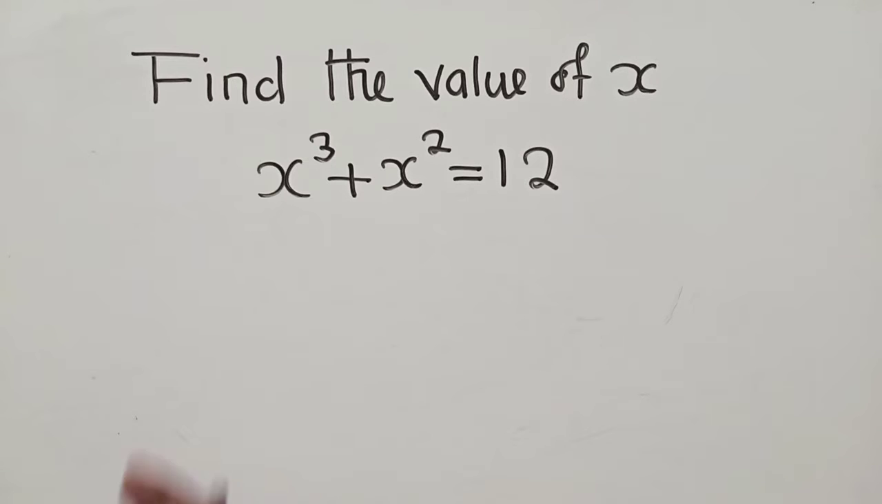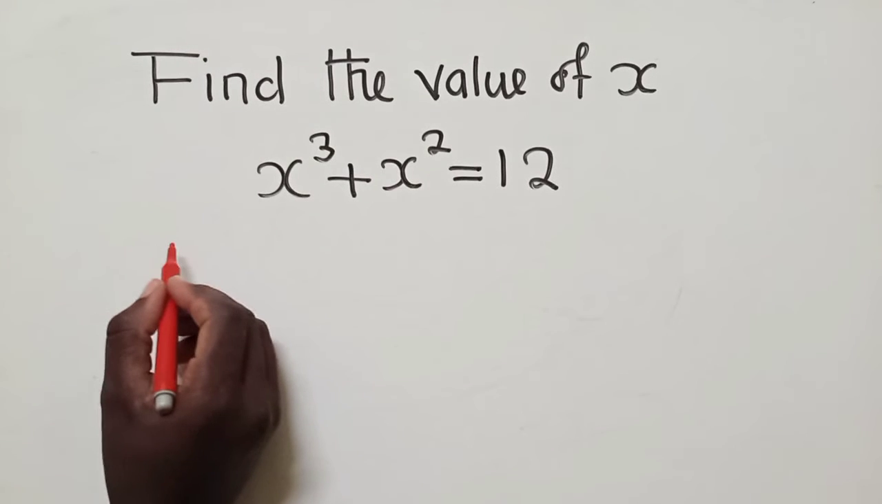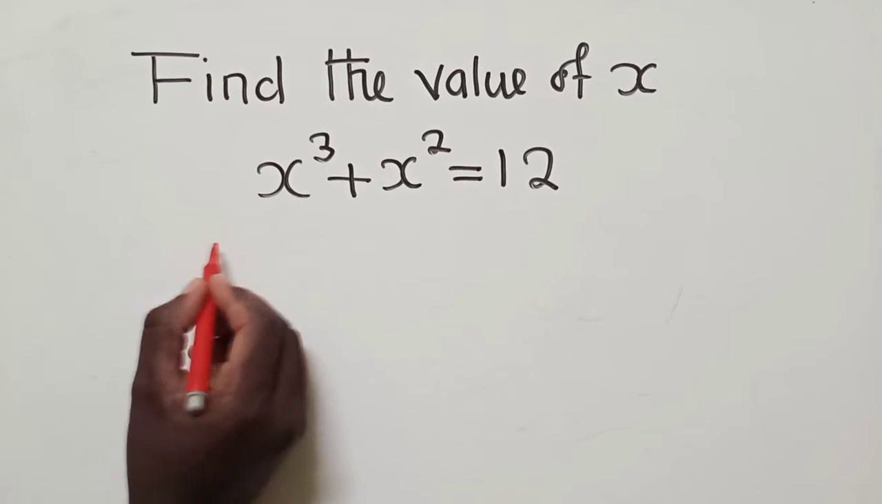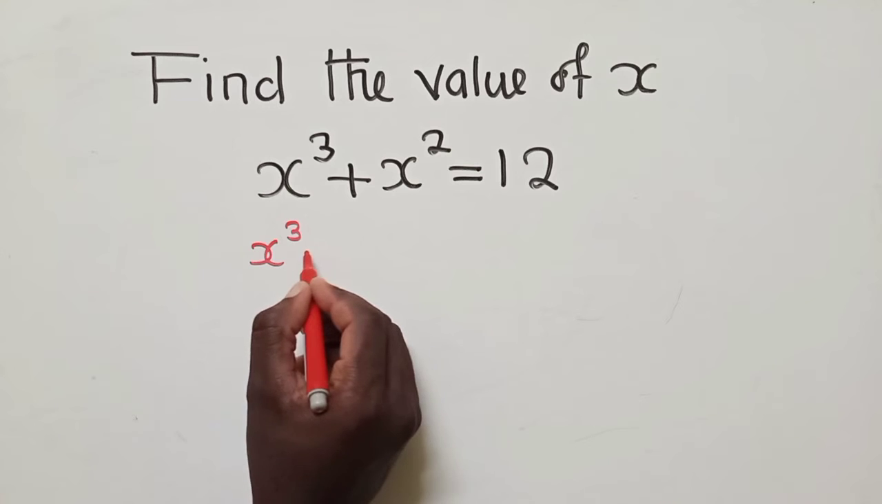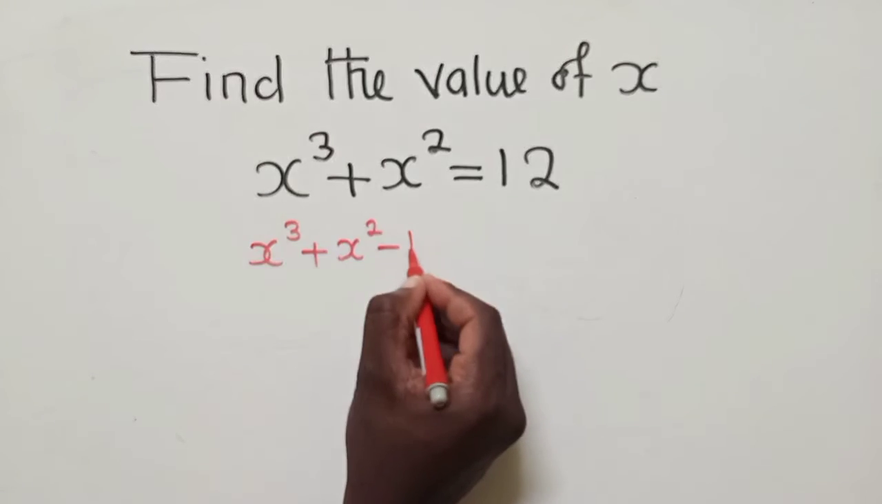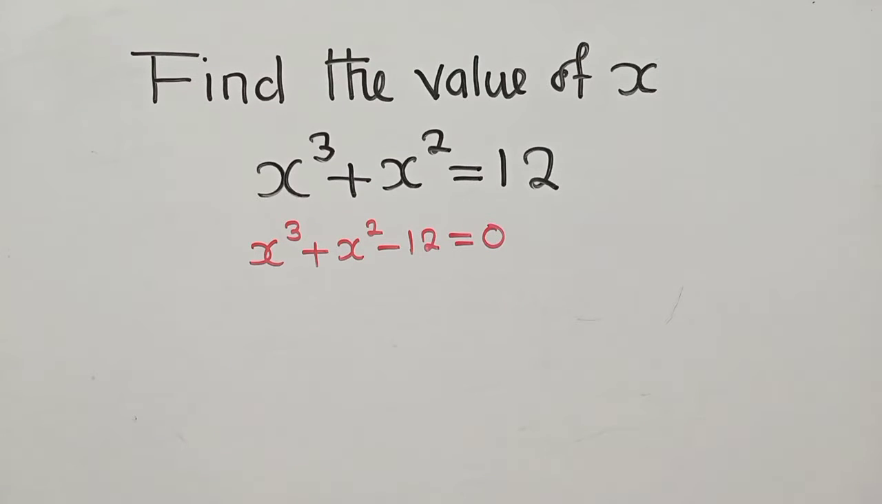We've got this question where we've been asked to find the value of x. So how do we get to find the value of x here? It's really very simple. All you need to do is put this cubic function in standard form. So it shall look like this: x power 3 plus x power 2 minus 12, which is equal to 0. So it's now in standard form.